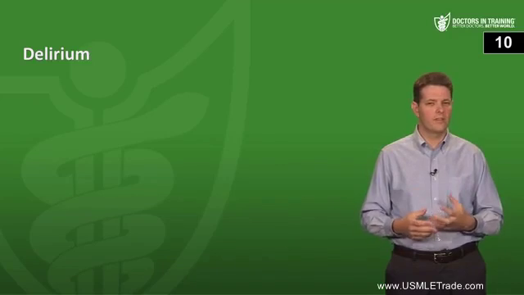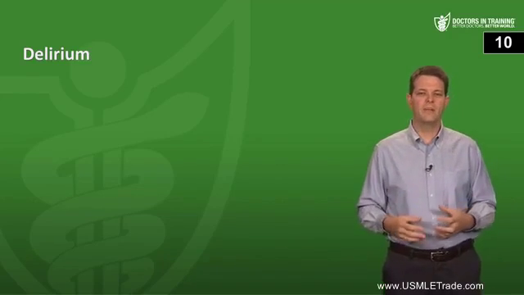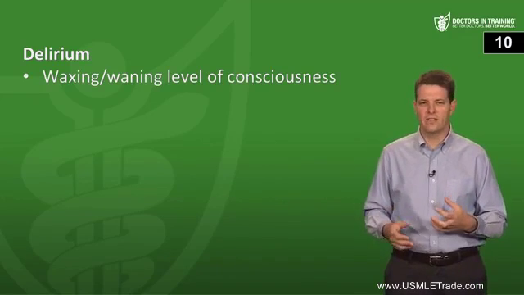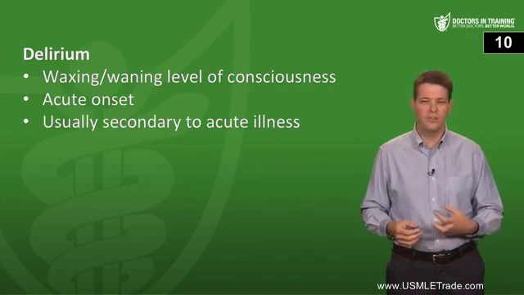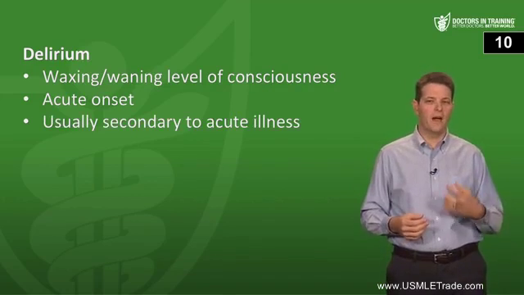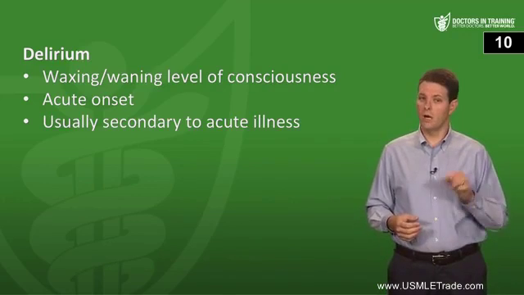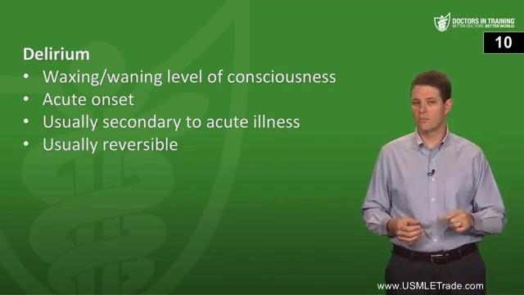Next, what are the differences between delirium and dementia, and which is more commonly reversible? So this is a really important concept for step 1 and level 1, being able to differentiate between delirium and dementia. Delirium is a waxing and waning level of consciousness that has an acute onset, and it's usually secondary to some other acute illness. It's very common both in the ICU and in the general medical wards. And it's important to note here that delirium, unlike dementia, is usually reversible.